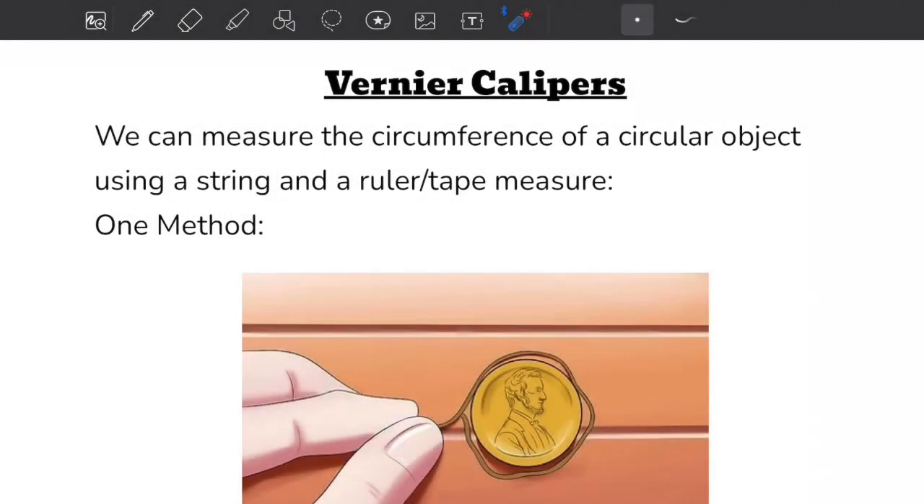In this video, we're going to explore two instruments that can be used to determine the diameters of circular objects, which in turn can help us determine the circumference of these circular objects if we wanted to. Now, there are different ways in which we can measure the diameter or the circumference of a circular object without having to use really fancy instruments.